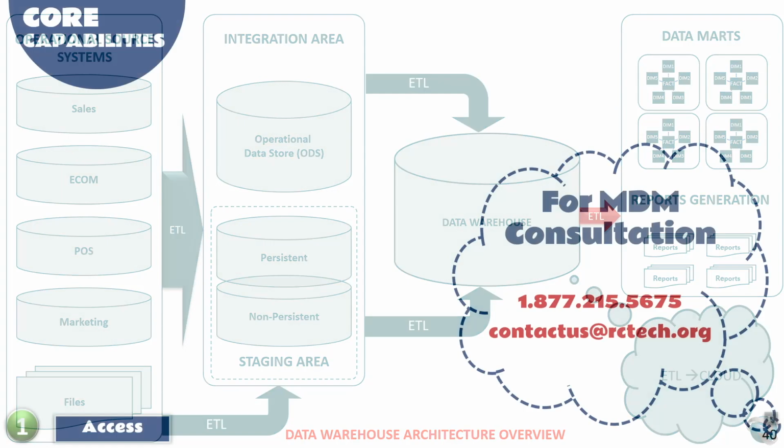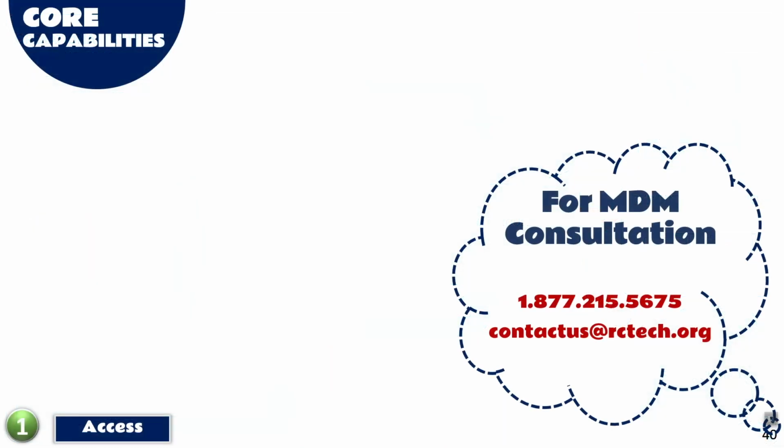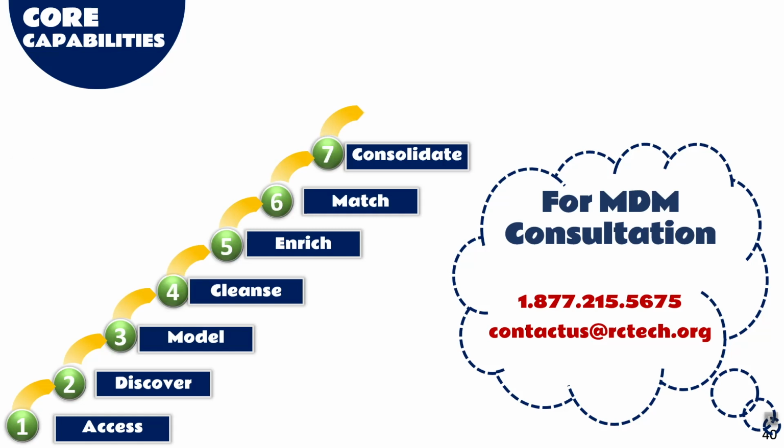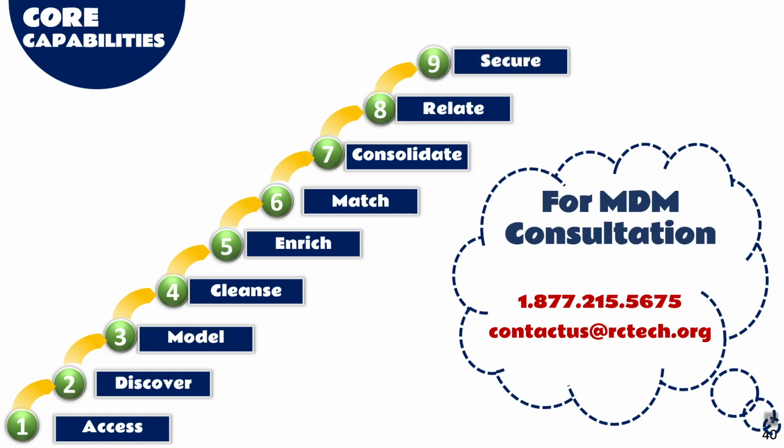So I think we have discussed in detail the MDM core capabilities, because we talked about multiple layers: access, discovery, modeling, cleansing, enrichment, matching, consolidation, hierarchy management, security, and the consumption layer in detail.